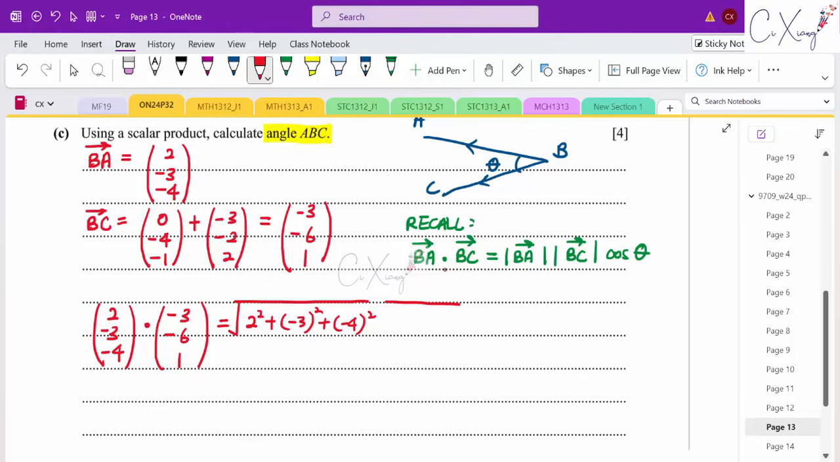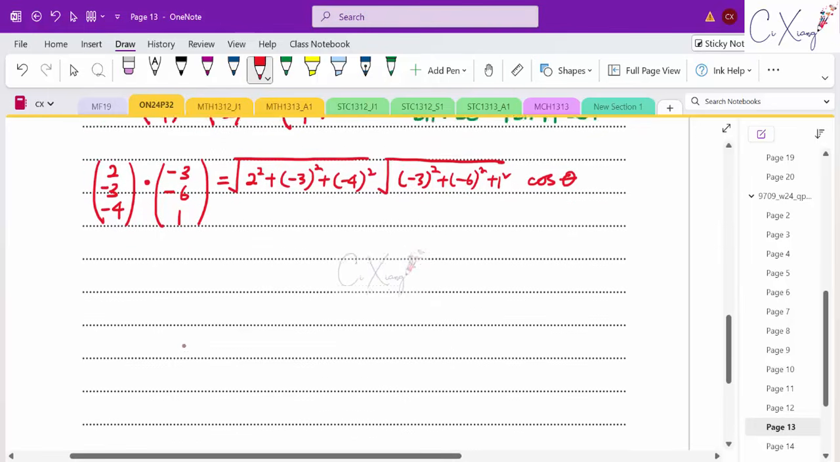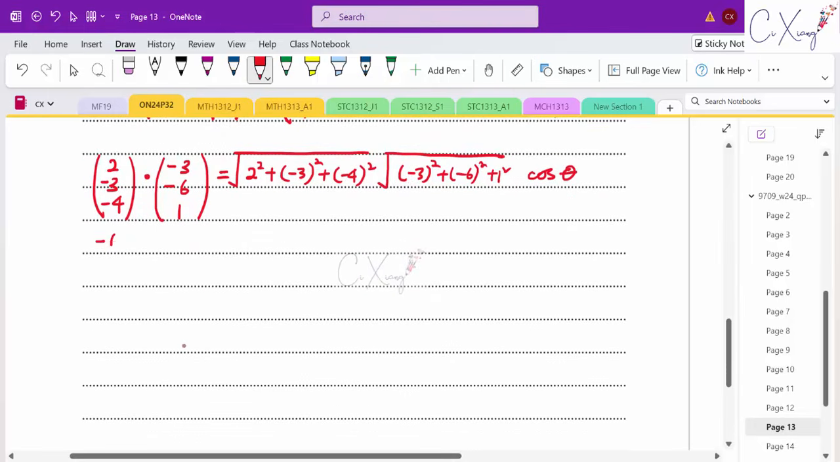Then multiply with the modulus of BC, which is -3 squared plus -6 squared plus 1 squared, with cos theta. Okay, so dot product means that you multiply x component with the x component, y with y, z with z, and then you add them together. Right, so 2 times -3, you get -6. -3 times -6, you have positive 18, and you add them together. Then -4 times 1, you have -4, and you add them together.